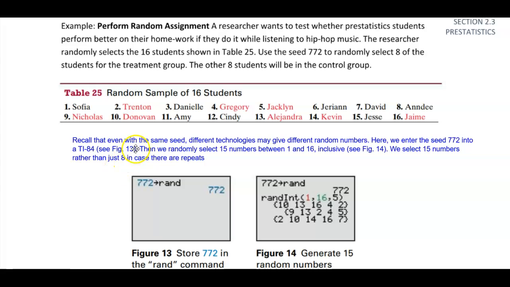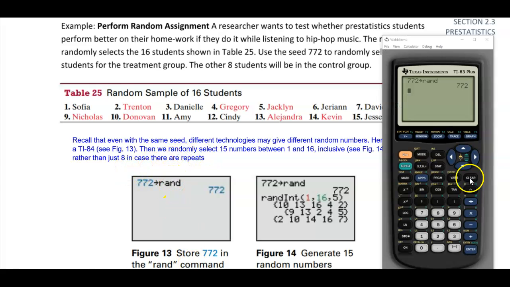Now recall that even with the same seed, different technologies may give different random numbers. Here, we enter the seed 772 into the TI-84. Then we randomly select 15 numbers between 1 and 16 inclusive. We select 15 numbers rather than just 8 in case there are repeats.